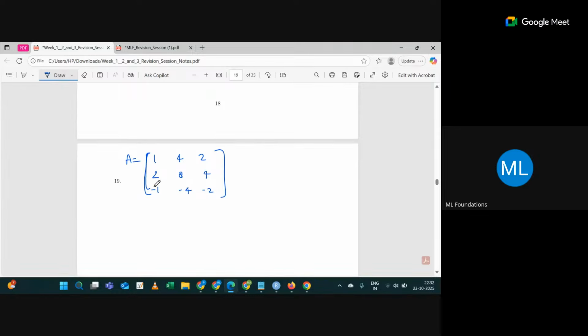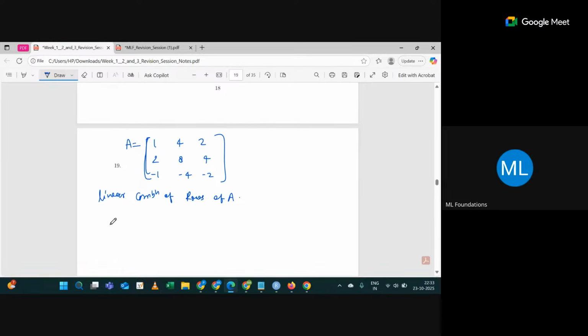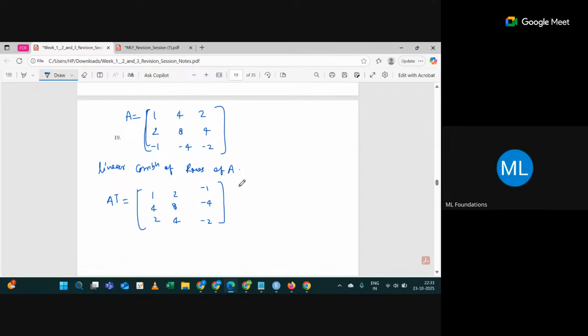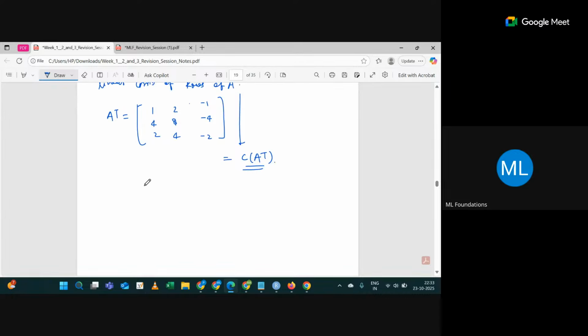But for that, if you want to see the row space of A, what is the row space? The linear combinations of the rows, right? Now, if you see linear combinations of rows, let's say A transpose, so A transpose will be 1, 2, -1, 4, 8, -4, 2, 4, -2, which is the same as the column space of A transpose. So if you have calculated the column space, then to find the row space of A, it's good to go with the column space of A transpose. How will you go for the null space of A?